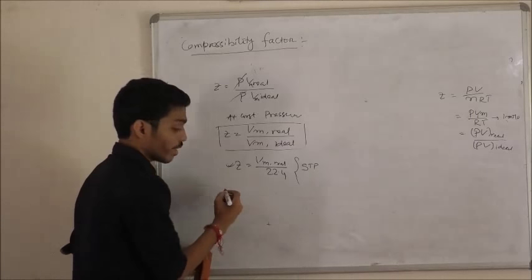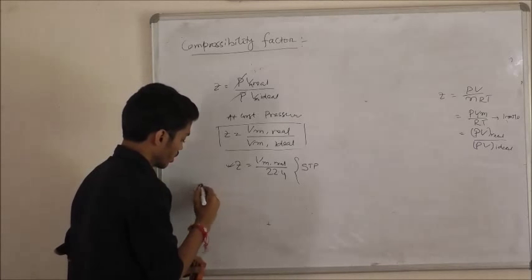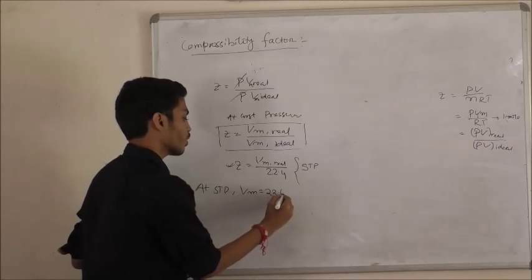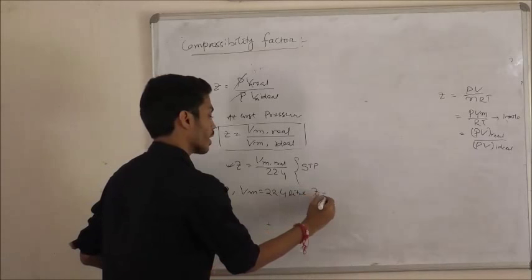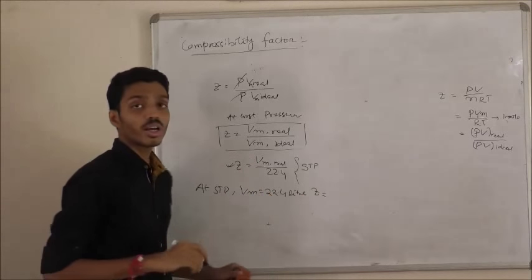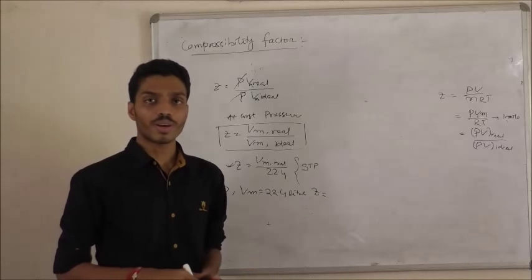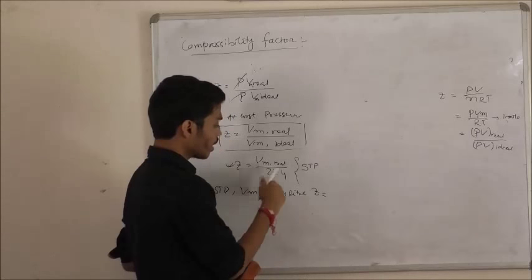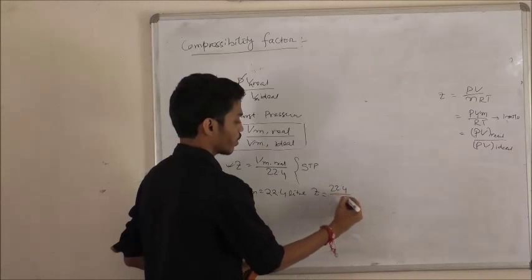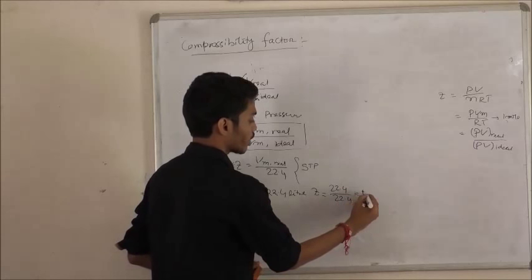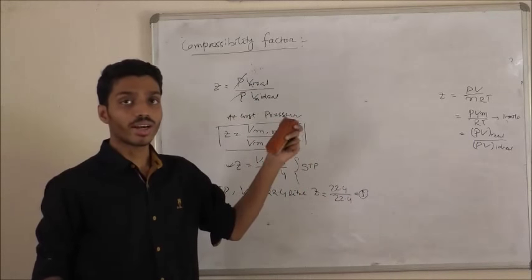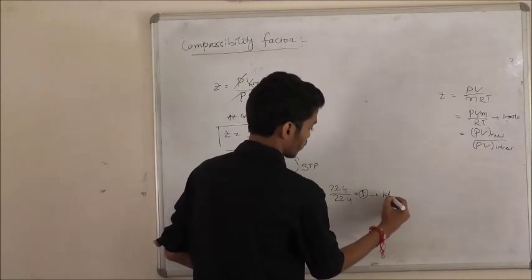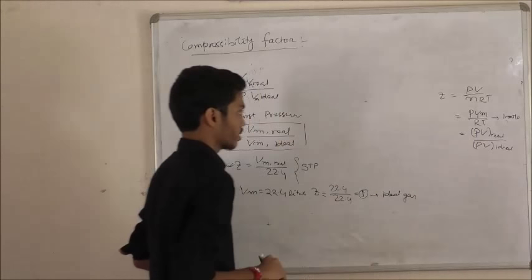Now you can see here, if at STP Vm equals 22.4 liter, then what will be Z? If at STP the volume of a real gas is equal to 22.4 liter, then that gas is not a real gas, rather it will be an ideal gas, because Z will be 22.4 divided by 22.4, that equals 1. And I had told that if Z equals 1, that is ideal gas.